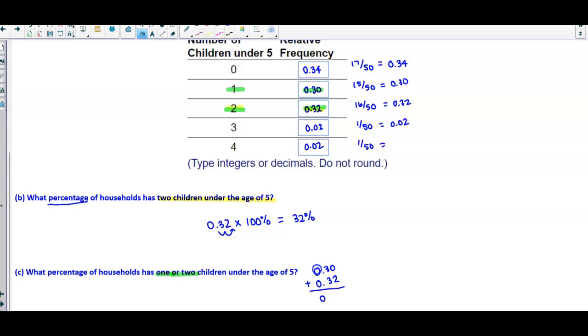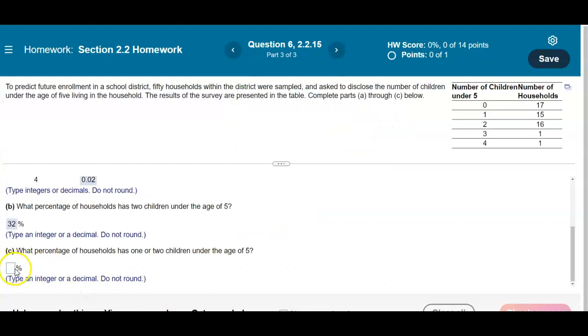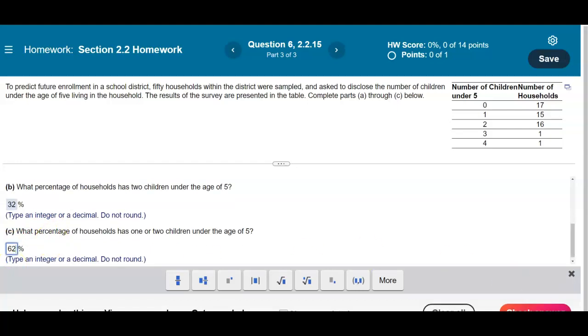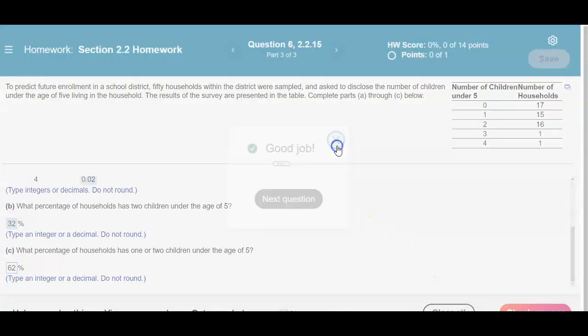When we add them together, we get 0.62. And then we're going to multiply that by 100%. And moving this over 2 decimals is now going to give us 62% of households that have 1 or 2 children under the age of 5. So let's go ahead and put that in there. So our result is 0.62, which converted to 62%. So therefore there's 62, and there is our answer.